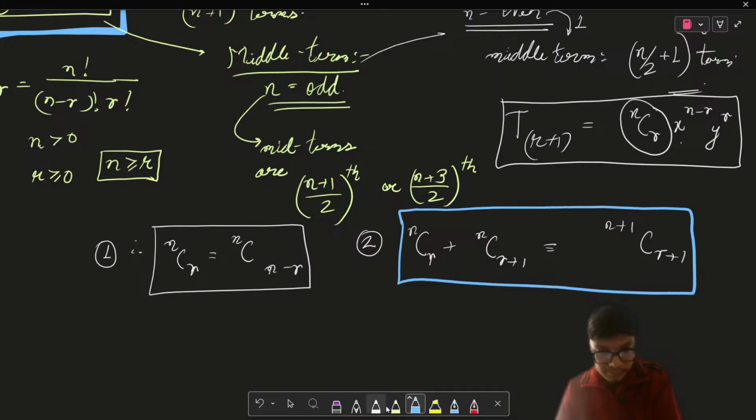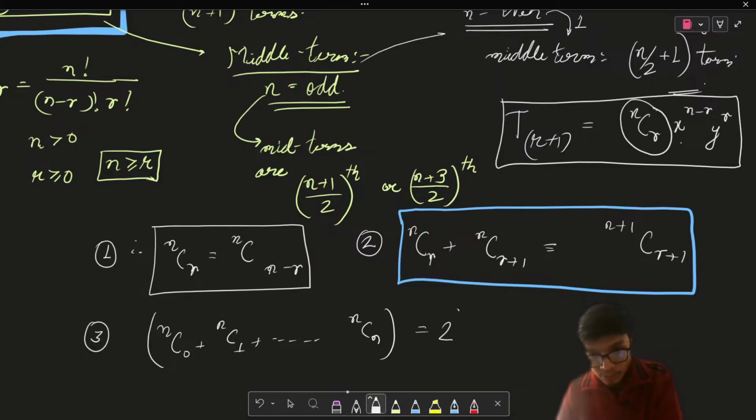Along with this, one more important thing is that whenever we need to find the summation of all the coefficients, like nC0 plus nC1 and so on up to nCn, this value is directly equal to 2 to the power n. This is found by putting both x and y as 1 in the expansion of (x plus y) to the power n, and we obtain this particular relation. So this is to be kept in mind, right?